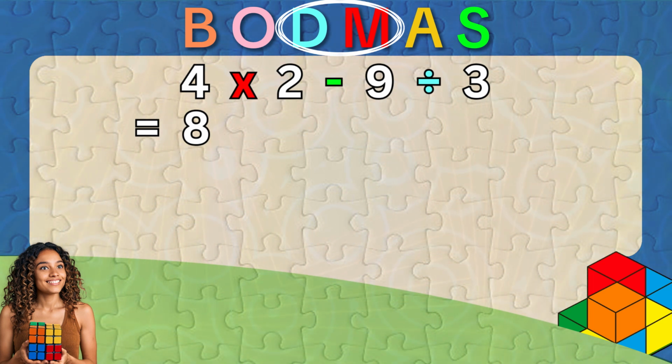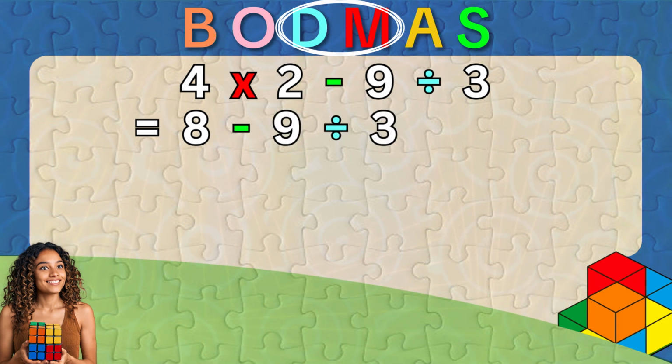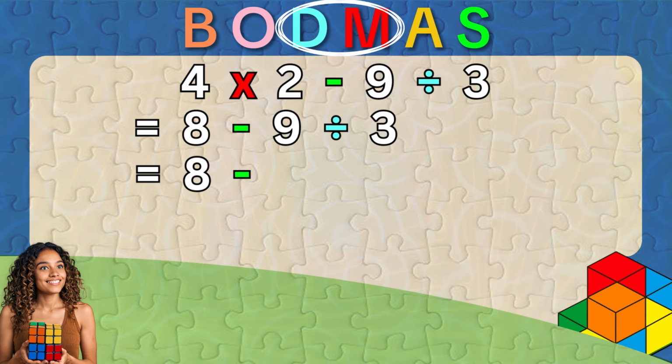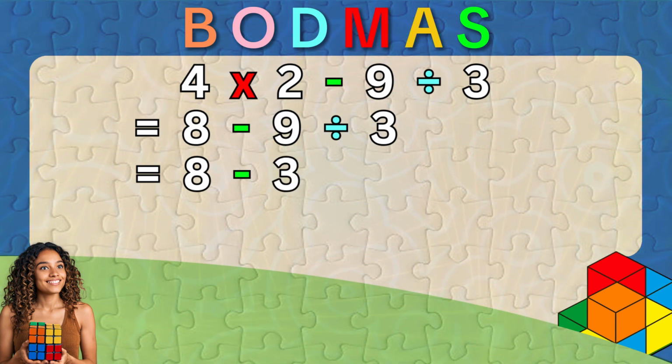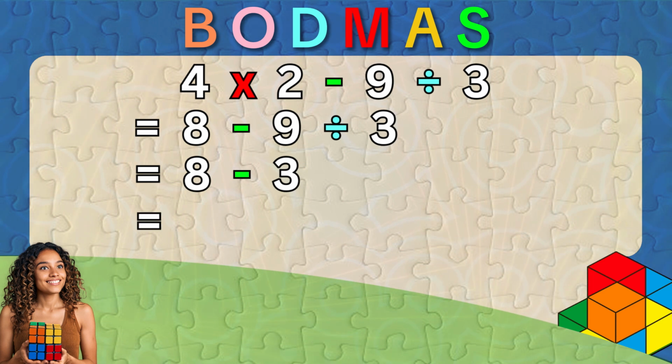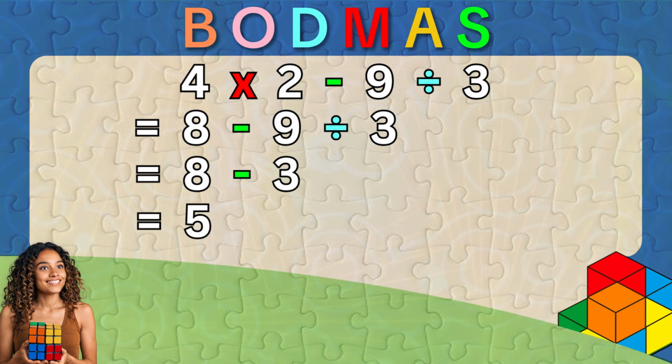So let's write down 8 and the minus sign. We're not subtracting just yet, we're dividing. 9 divided by 3 equals 3. And now that we've multiplied and divided and simplified the equation, we can do the final step, which is subtraction. So 8 minus 3 is 5, and we get our final answer.